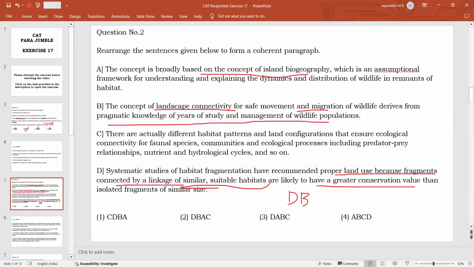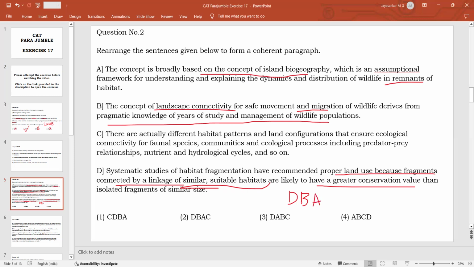So assumptional framework means a body of theory or a theoretical structure based on a lot of assumptions based on observations, for understanding and explaining the dynamics of distribution of wildlife in remaining habitats. Whatever habitats are remaining, how the dynamics and distribution of wildlife is there in those habitats. These have been incorporated into a theory, and that theory is known as the concept of island biogeography. So the need for landscape connectivity is based on this concept.